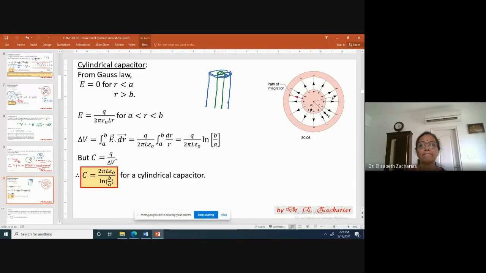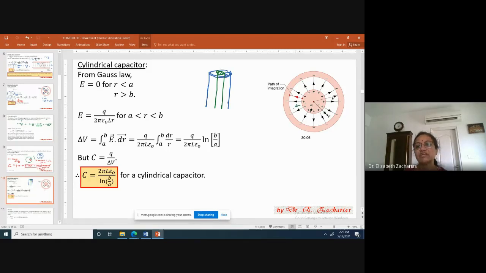You know that from Gauss law, within the body of both these metals, there is going to be field 0, just as in the case of the sphere. The positive charge will be sitting on the outer surface of the inner electrode, and the negative charge will be sitting on the inner surface of the outer plate. Let these dimensions be A and B. Now between these two, there will be a field.